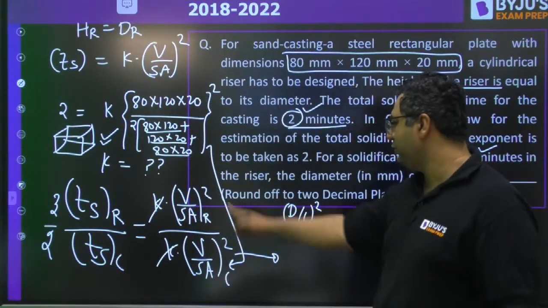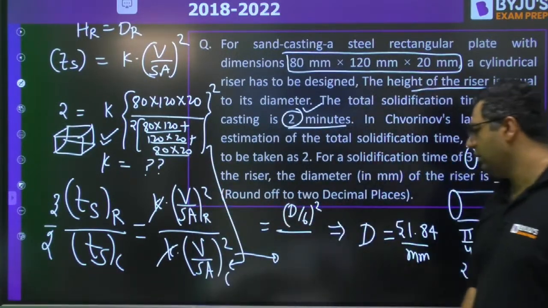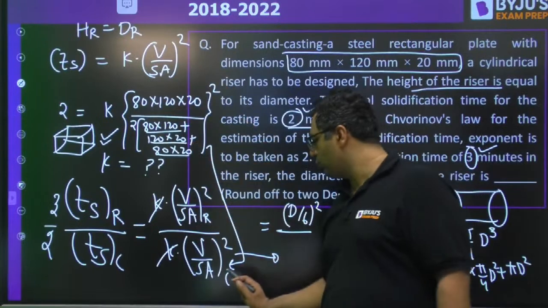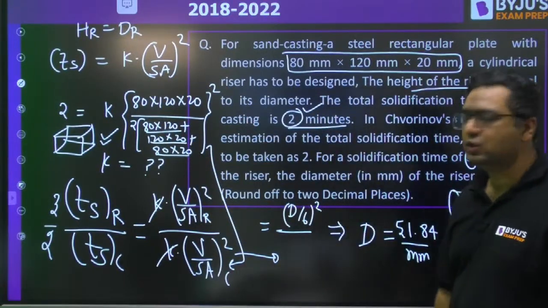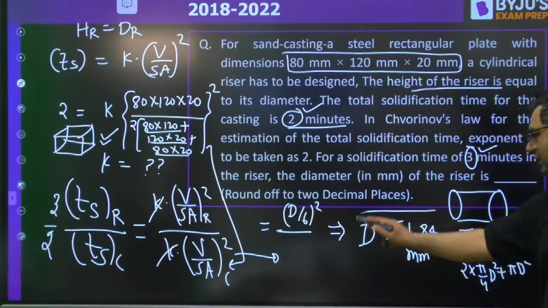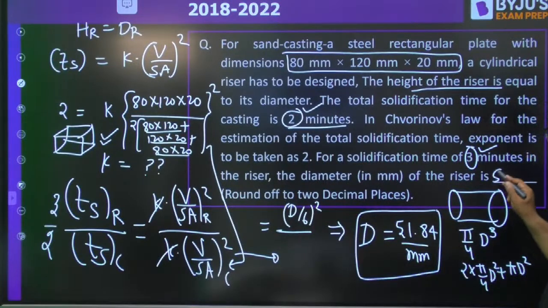And here you are going to have D by 6 ka square. And here this value you have to put. So the answer will be coming out to be diameter is 51.84 mm.